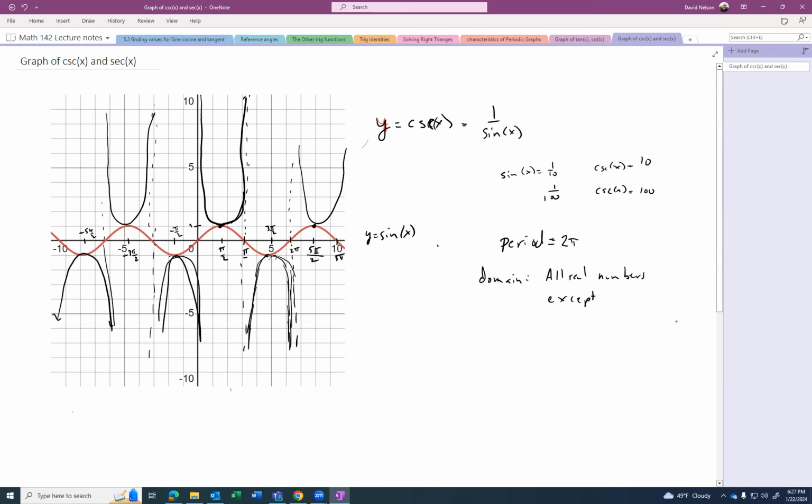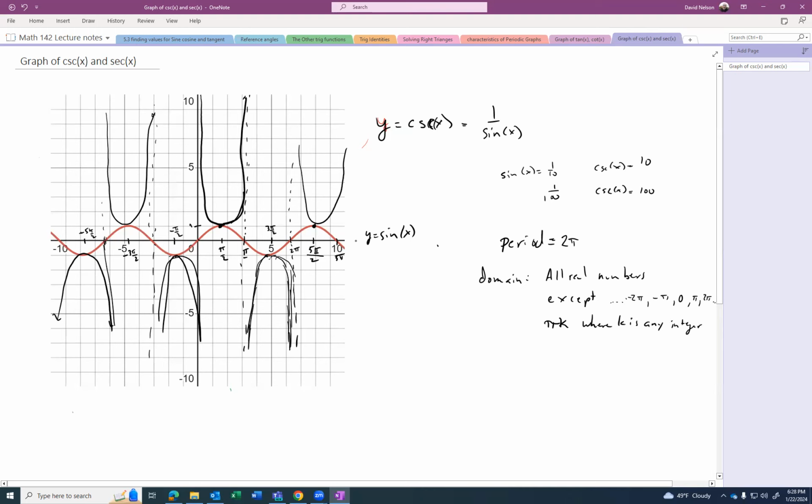So it's going to happen over here at minus 2 pi, minus pi, 0, pi, 2 pi, 3 pi, 4 pi, 5 pi. All of those values, the cosecant value is going to be undefined. So we can say that as pi k, where k is any integer.